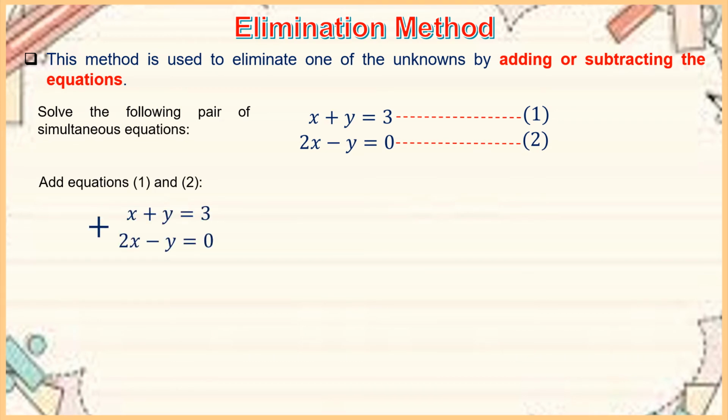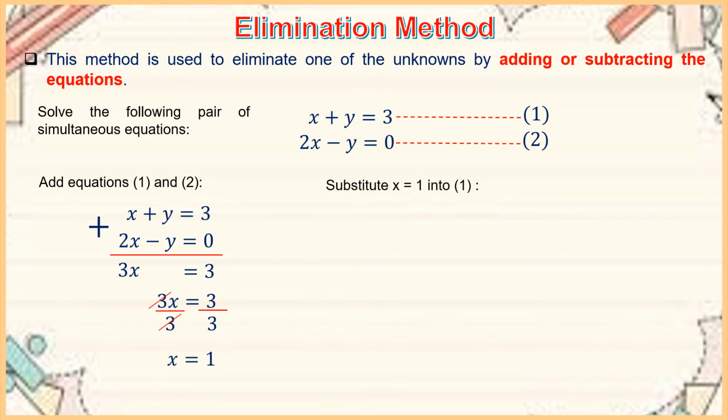In doing this, we are going to add: x plus 2x would be equal to 3x, and y plus negative y would be equal to 0. So no need to write 0. And then 3 plus 0 would be equal to 3. Then we will be having 3x is equal to 3. Then we need to divide it by what number? Correct. Divided by 3. So we cancel 3 and 3. So x is equal to 1.